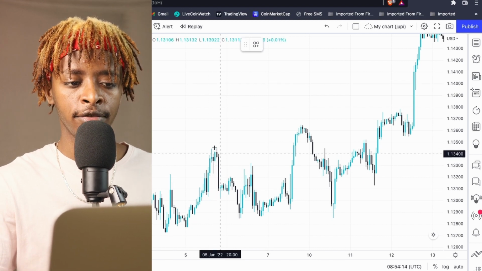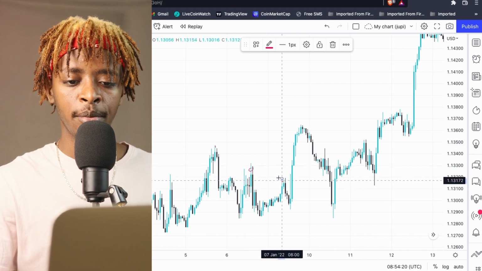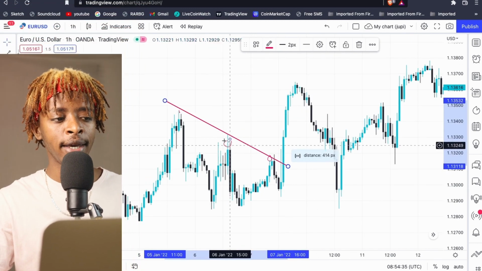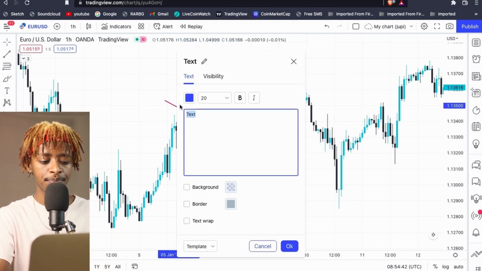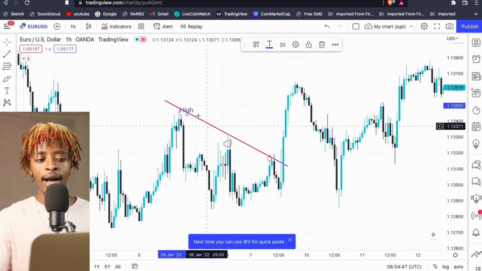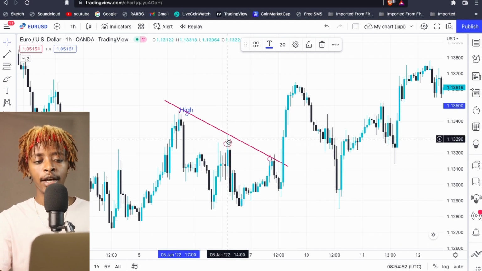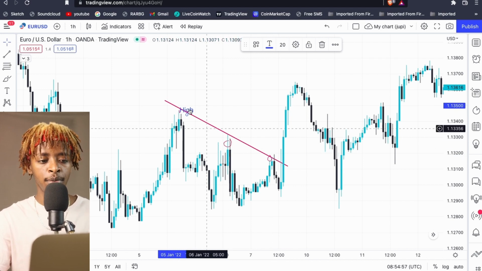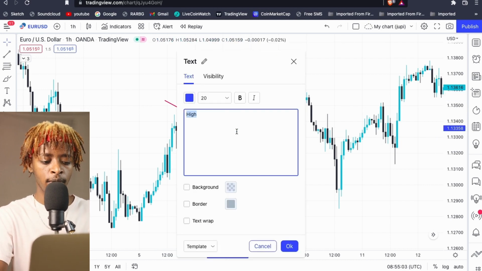If you see here, we have a rejection. This shows that the market is trying to form, so as you can see at this level, the market has a high. You can take this as a structural high. After forming this high, the market has gone down, forming another lower high. In the same manner, it has formed a third lower high. So you can take this, copy it, paste it here, and rename this one as lower high.